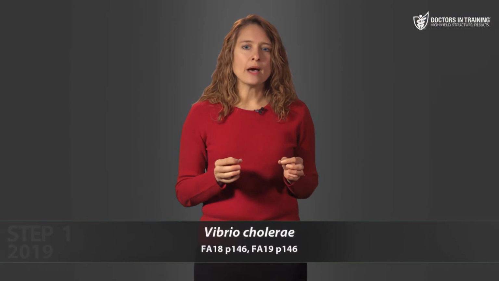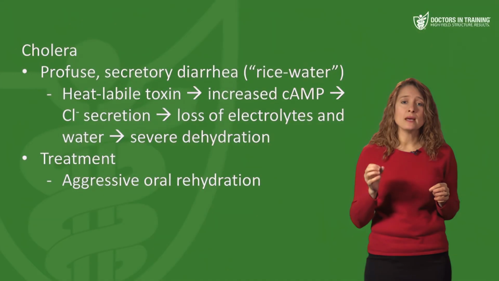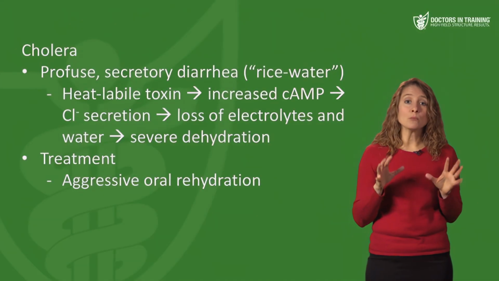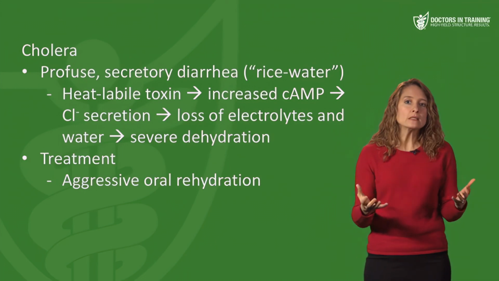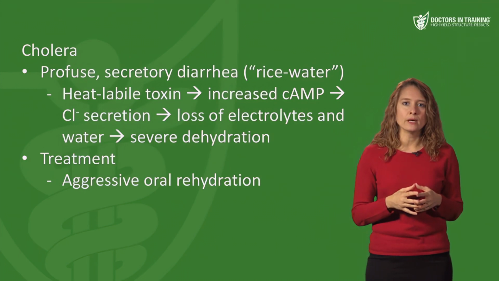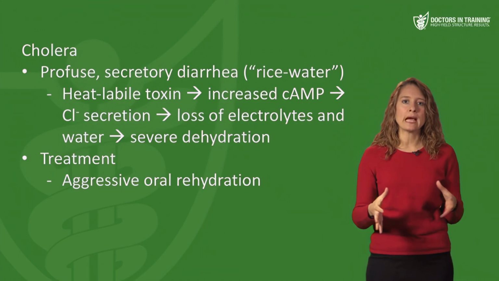Now let's talk about Vibrio cholerae. As you can see on your gram-negative algorithm, this is a gram-negative rod that's shaped like a comma, is oxidase positive, and grows in an alkaline media. What the algorithm doesn't tell you is that it's motile. It has flagellum. And now this gram-negative rod is important because it's the one that causes cholera, which kills about 100,000 people every year. Cholera is characterized by profuse secretory diarrhea.